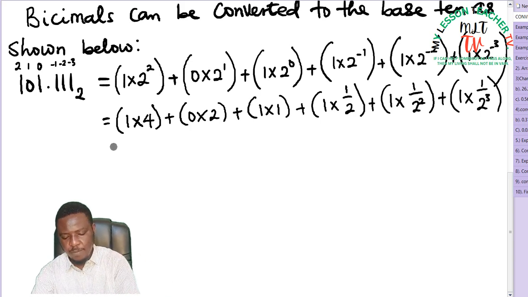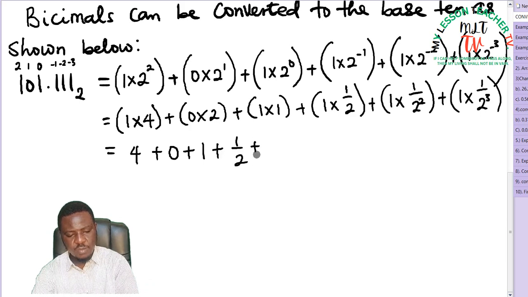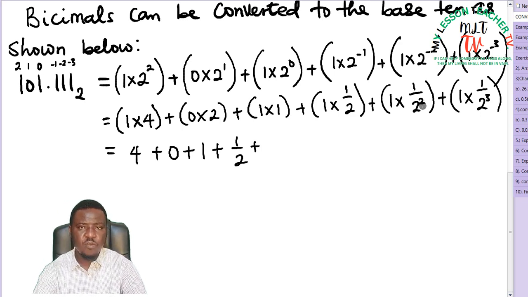I'm going to simplify them further to be equal to 1 times 4 is 4, plus 0 times 2 is 0, plus 1 times 1 is 1, plus 1 times half is half, plus 1 times 1 over 2 squared. 2 squared is said to be 4. So this becomes 1 over 4.